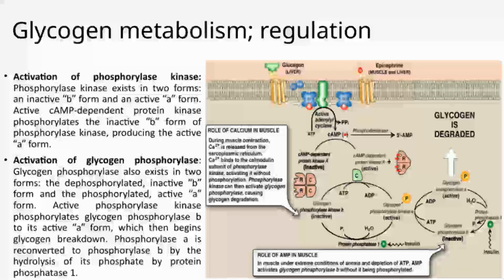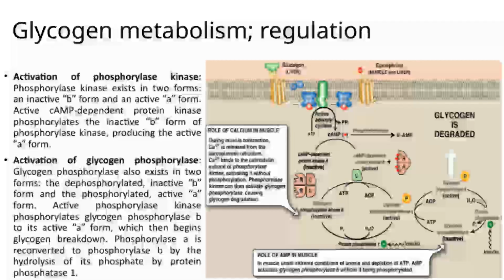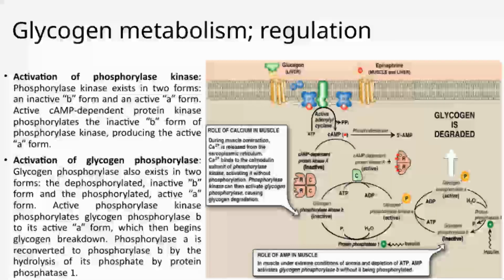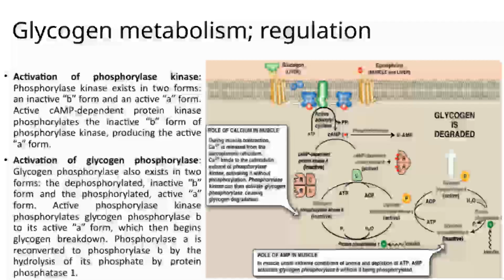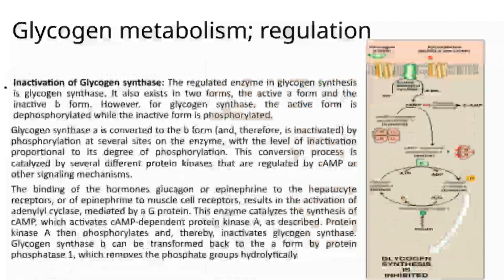by the action of protein phosphatase 1, which hydrolyzes the phosphate group. This regulation allows the cell to finely tune glycogen breakdown depending on the energy needs at any given moment. Overall, these phosphorylation and dephosphorylation steps are key control points that ensure glycogen breakdown is tightly regulated, linking signals like hormones to metabolic responses. Glycogen metabolism, specifically its regulation, is a complex but fascinating process.